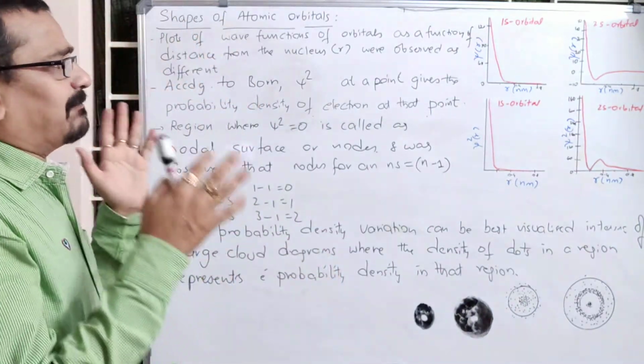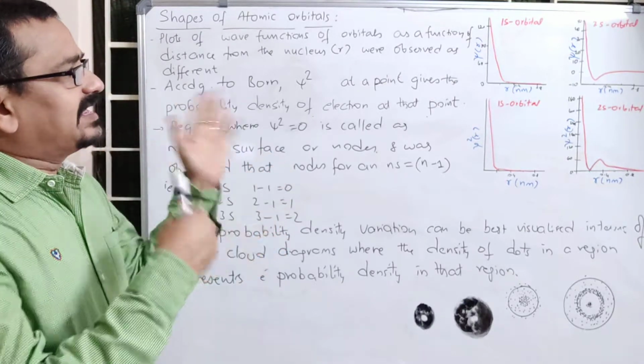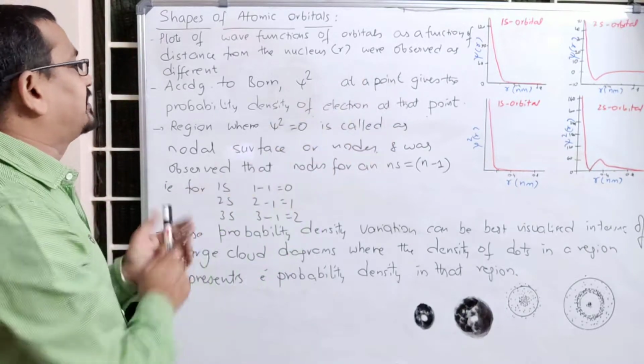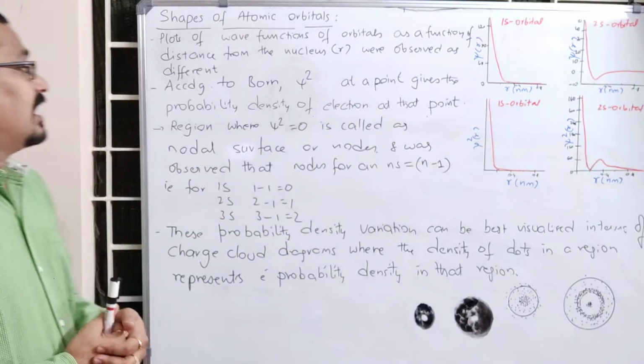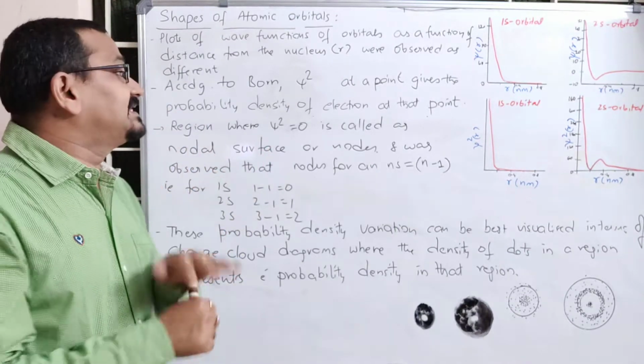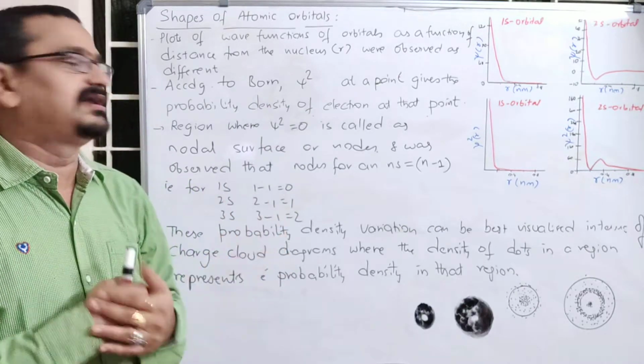In this way, the plots of these wave functions of orbitals against the distance from the nucleus were observed as different for different orbitals. And to explain this, Born had considered psi square at a point. Psi square means the electron probability function.